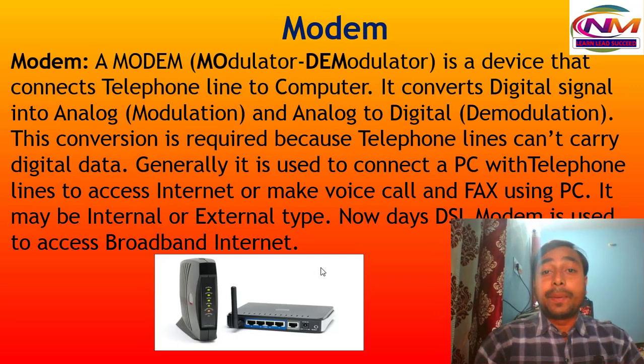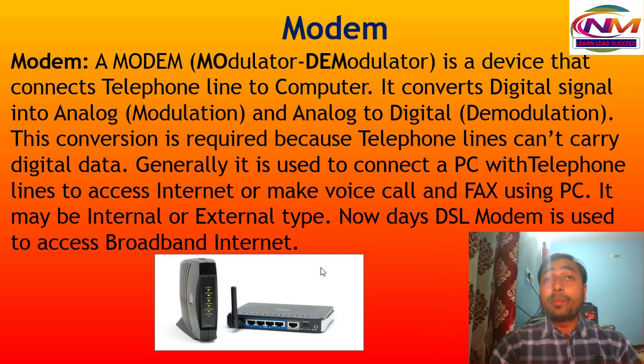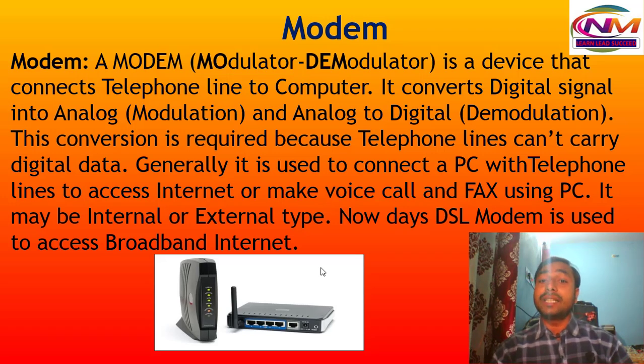Another example of physical components of a network is called the modem. Modem is known as modulator or demodulator. Some books write modulation and demodulation; that is the same. The work of a modem is that it is capable of converting digital signal into analog signal, as well as analog signal to digital signal.